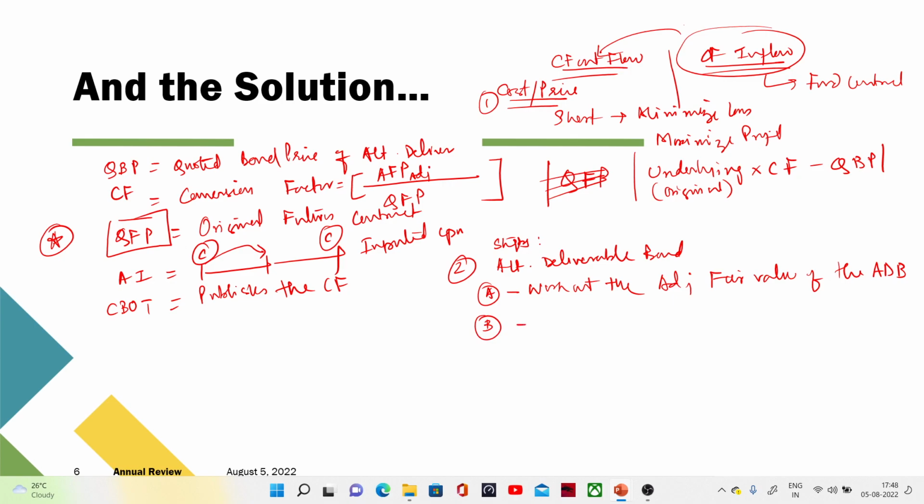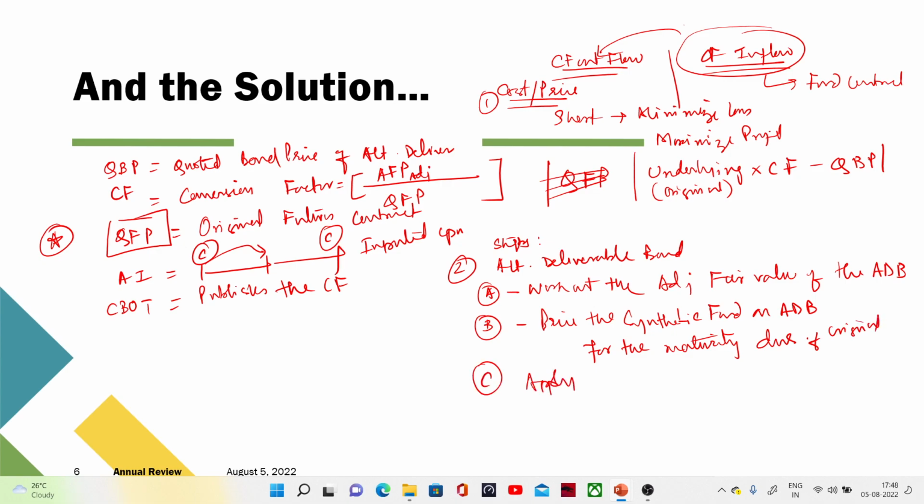B is to work out or price the synthetic forward on the ADB. For which period? For the maturity duration of the original. And C is to apply the conversion factor after doing suitable adjustment in terms of the accrued interest.